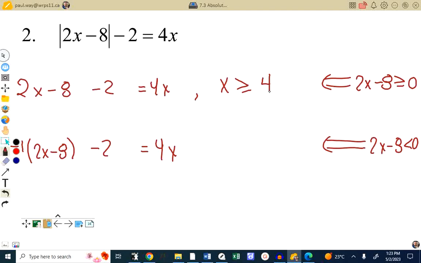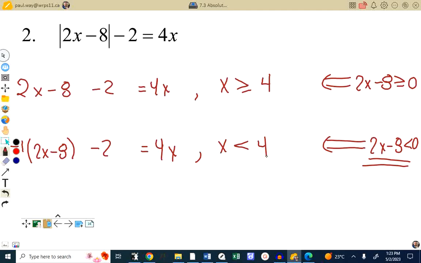What will the other inequality be? What will this inequality be, Christy, when we rearrange it for x? Smaller than 4, perfect. X is smaller than 4. And we could either arrive at that by rearranging this inequality or just saying if x is greater than or equal to 4 for one, it must be x is less than 4 for the other.